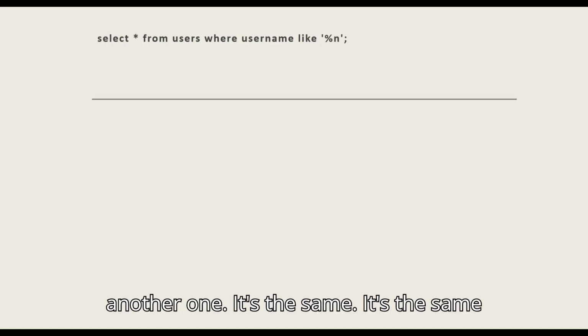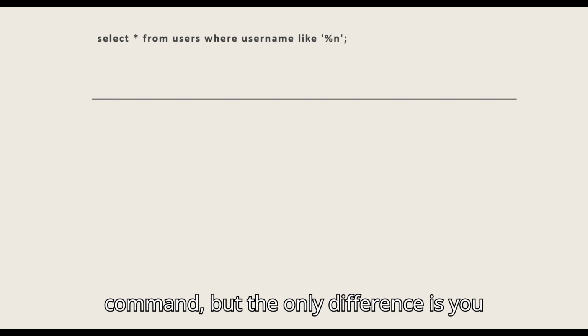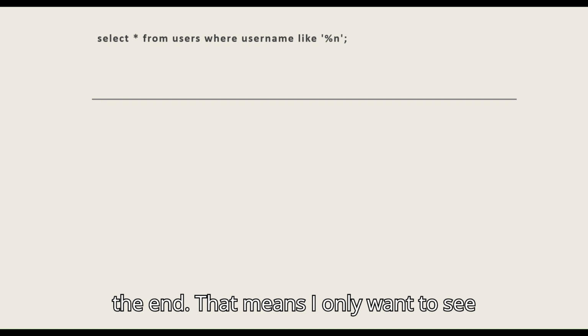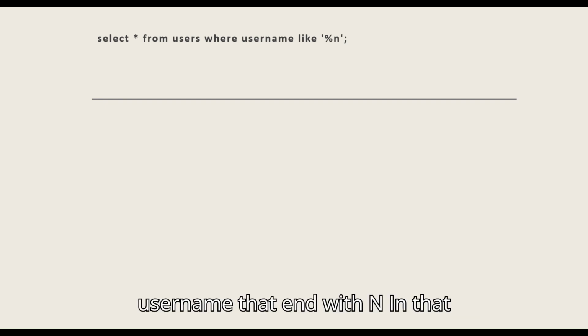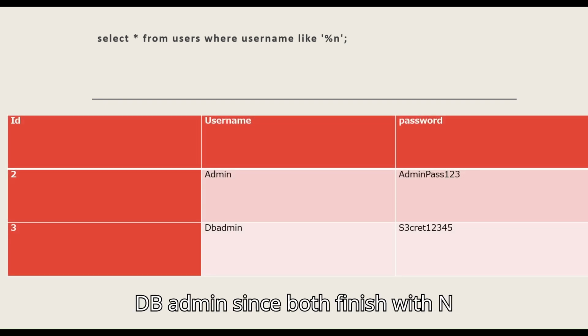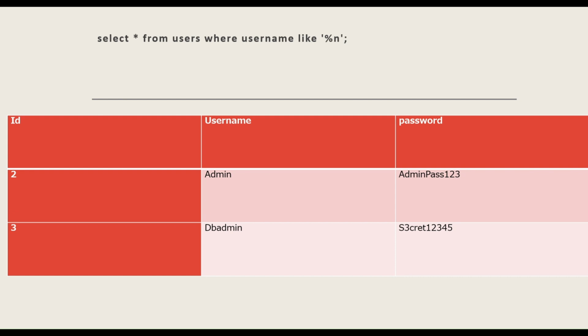Another one, it's the same command, but the only difference is you see I have the percentage sign before the n. That means I only want to see usernames that end with n. In that case, the database will return admin and dbadmin since both finish with n.